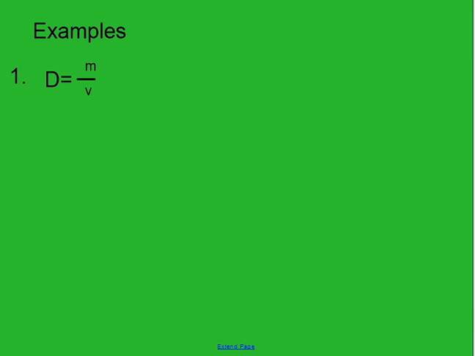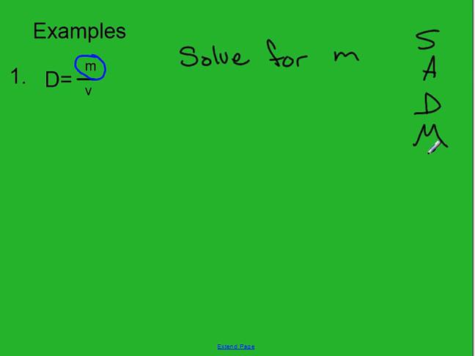Let's look at some examples. This is a very basic example, very, very simple, just one step to solve this. Let's say the problem tells me to solve for m. First thing to do is find the variable you are looking to isolate. In this case, it is m. Next, I'm going to use SADMAP. I should see SADMAP written all over your papers, all over your test when it comes to this situation. You have to use SADMAP.